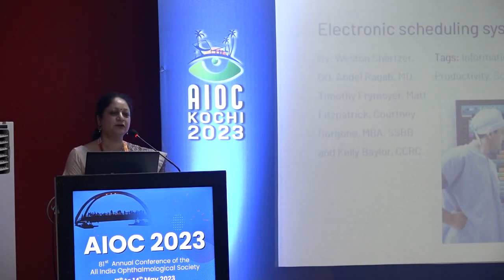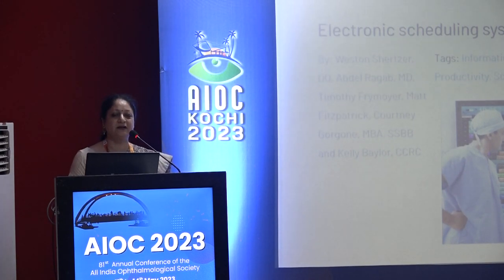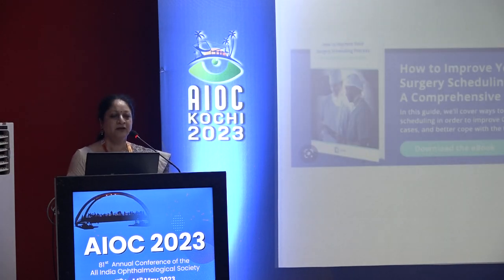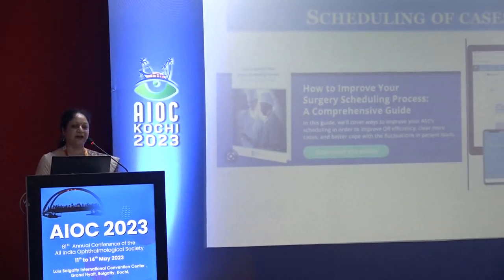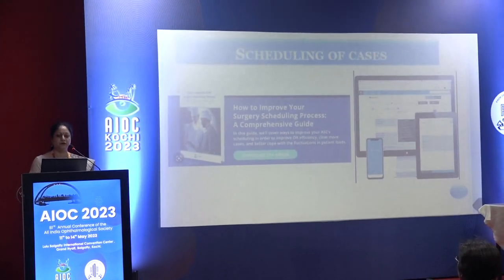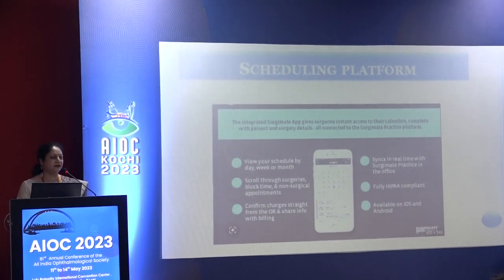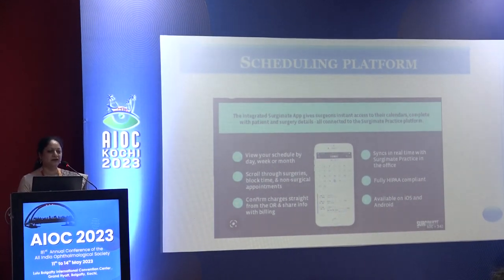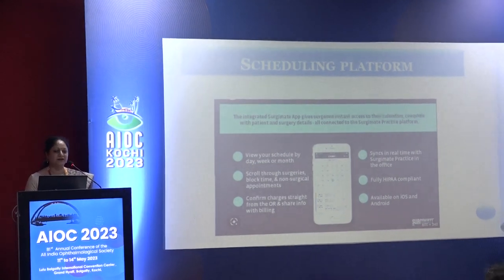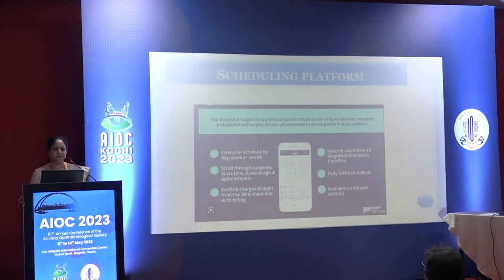So for scheduling of cases, electronic scheduling systems are available, and it has been shown that they radically improve OR workflow. There is a comprehensive guide on how to improve your surgery scheduling process, and you can attach it to any media, mobile, tab, laptop or desktop at your hospital. You can view the schedule by the surgeon, by the anesthetist, by day, week or month. It is a calendar, and he can scroll through surgeries, block time, non-surgical time, and confirm the billing and charges, along with syncing with the hospital, HIPAA compliant.